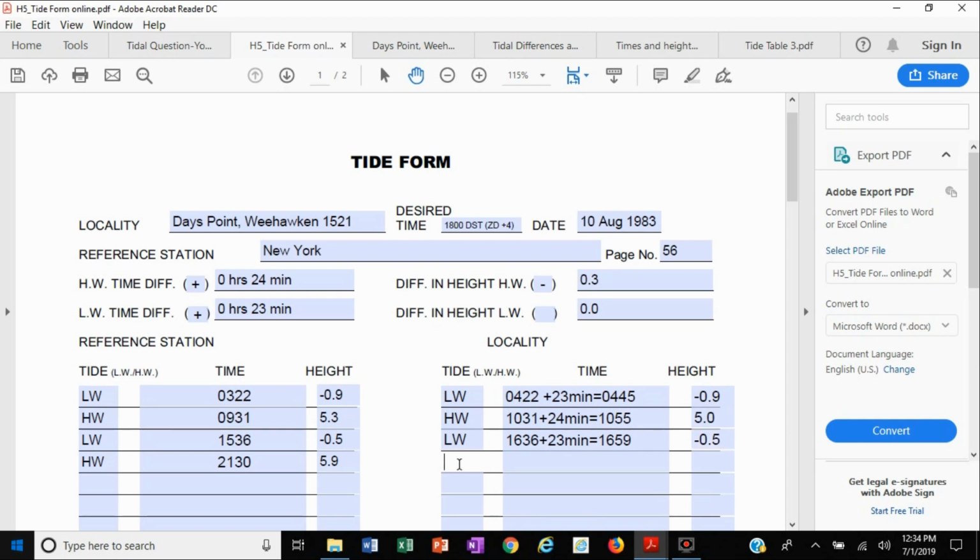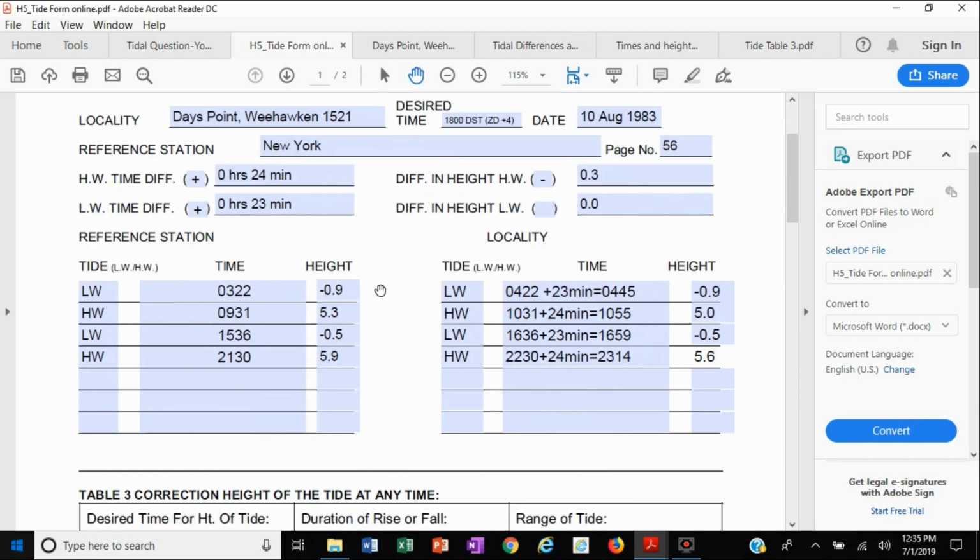Then we come back to high water. Okay, and our high water is 21:30 plus 1 hour makes it 22:30, and we're going to add 24 minutes to make it 23:14. And then again, we're dealing with high water again, so that 5.9, we're going to have to take away 0.3 of that to make it 5.6. Okay, does everybody understand that?